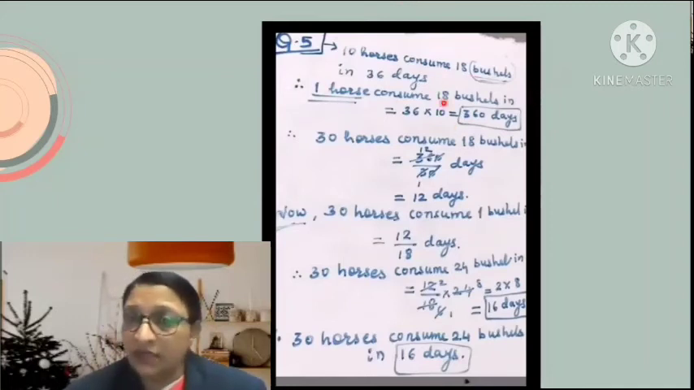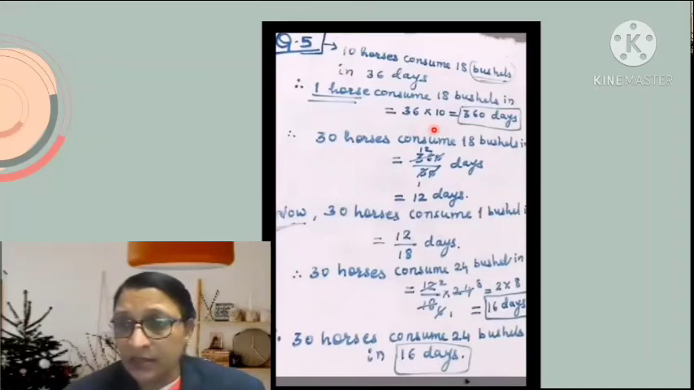We will write down the given thing: 10 horses consume 18 bushels in 36 days. Therefore, one horse consumes 18 bushels in 36 multiplied by 10 days, that is 360 days. So therefore, 30 horses will consume 18 bushels in 360 upon 30 days. On calculating this, we will get the value 12. So 30 horses consume 18 bushels in 12 days.